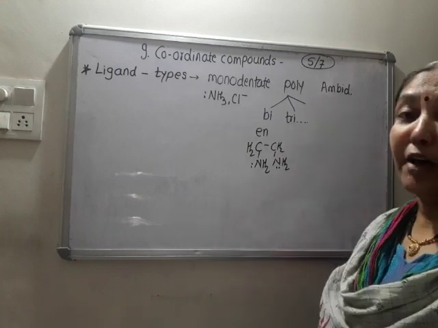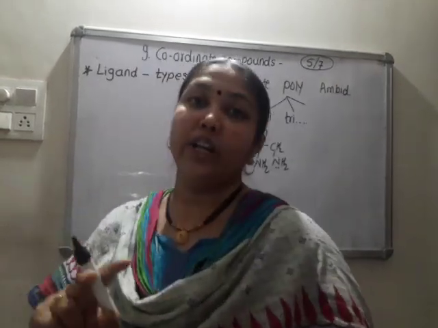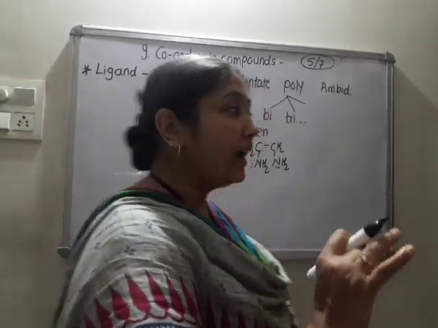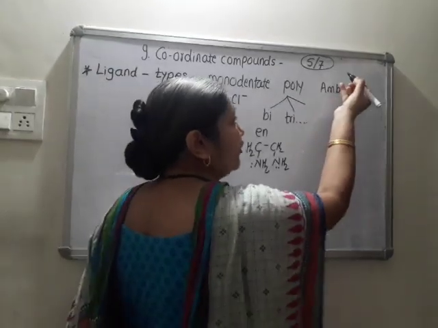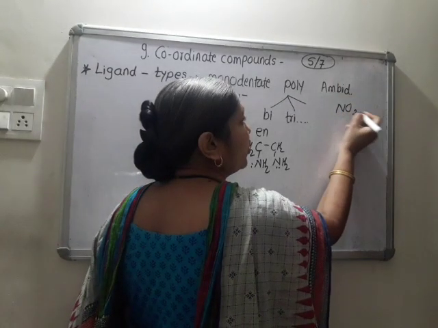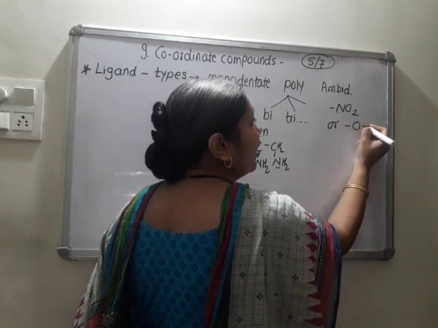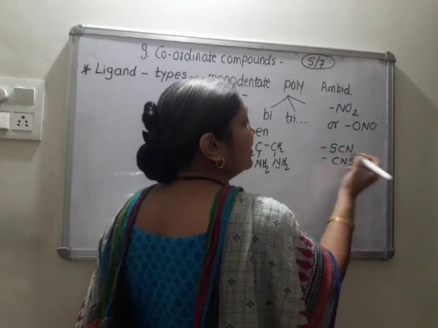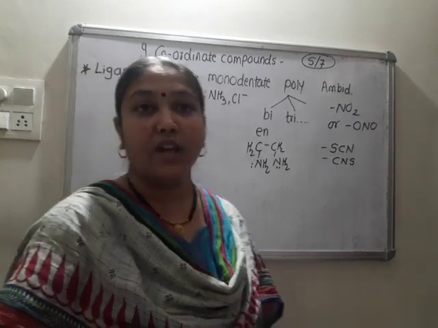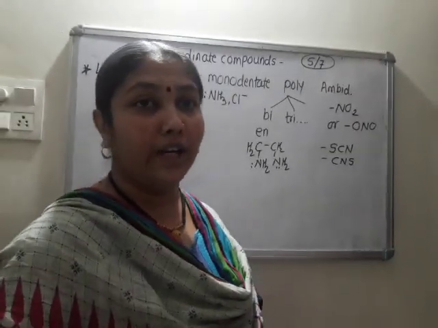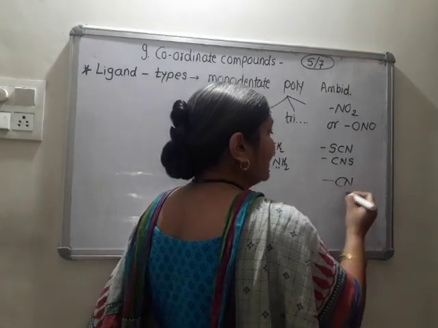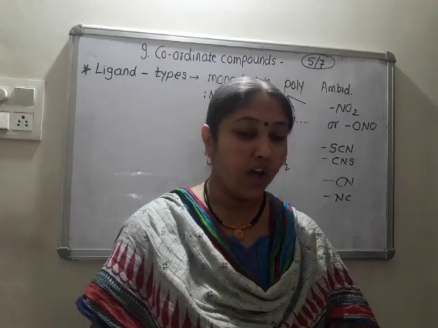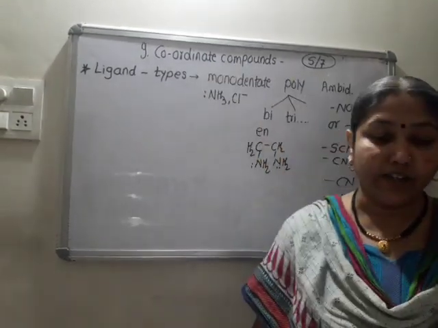And the last one is ambidentate. It has two donating sites, but only one can form a bond with the central metal ion in the coordination compound. For example, NO2 or we can write ONO. Similarly, SCN or NCS. These are ambidentate ligands. Even CN and NC, cyanide and isocyanide, this pair also belongs to ambidentate ligands. So that is the first point related to ligands and their different types.